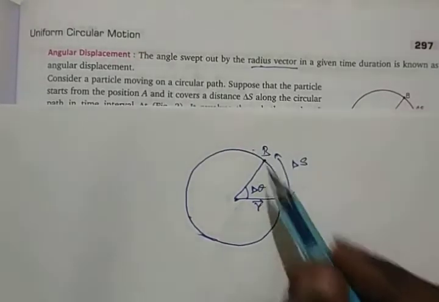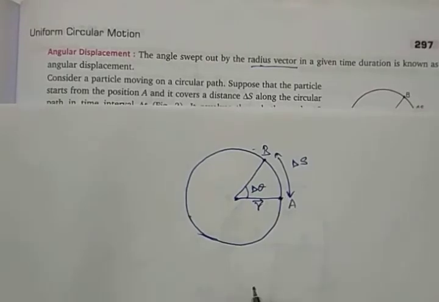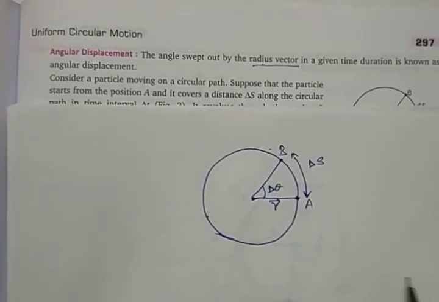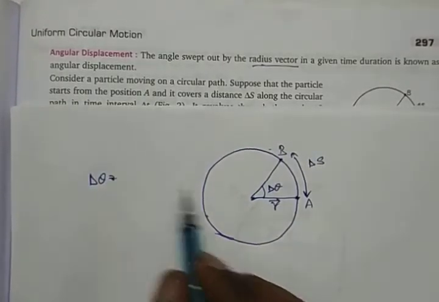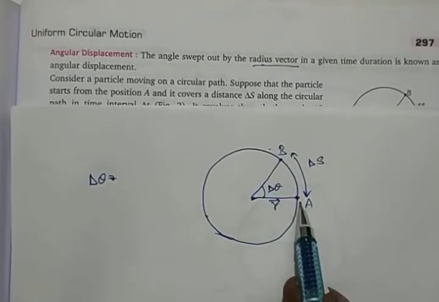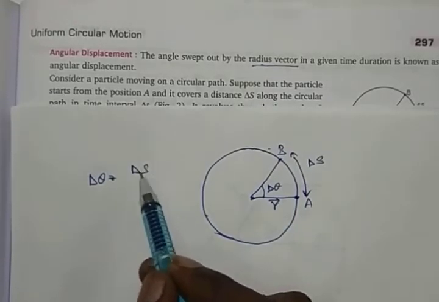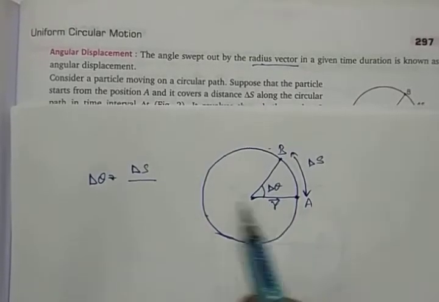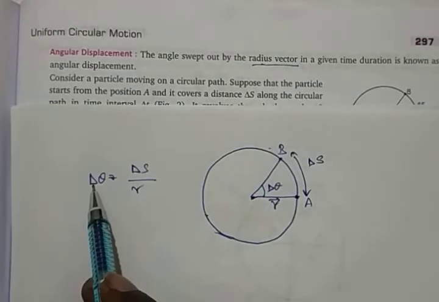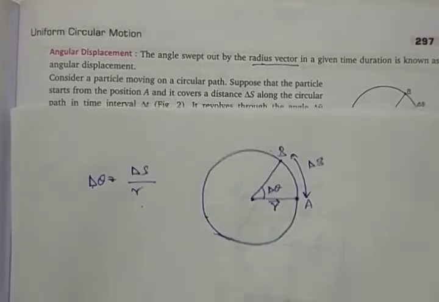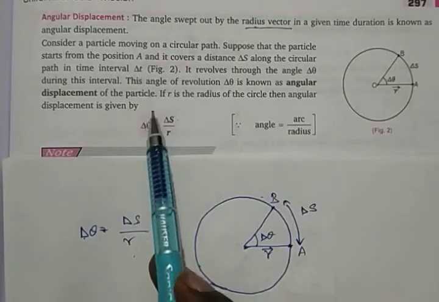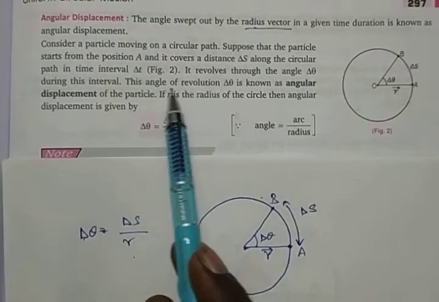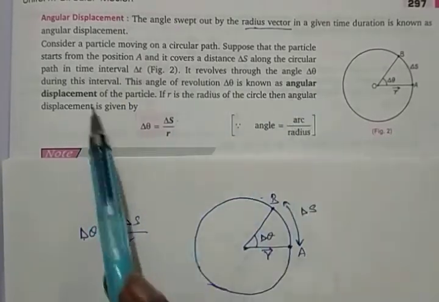The distance displacement is this one, right? Now what is the definition? Angular displacement is defined as delta theta is equal to the length of the arc delta S to the radius of the circle. Delta theta is equal to delta S upon radius. So here also delta theta is equal to delta S upon radius. So you can write down the angle of the revolution, delta theta, is known as the angular displacement.